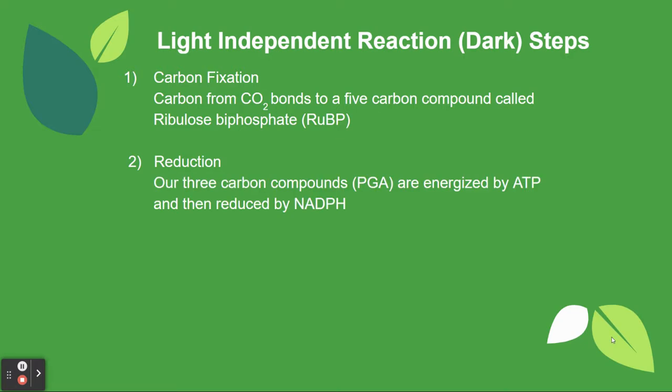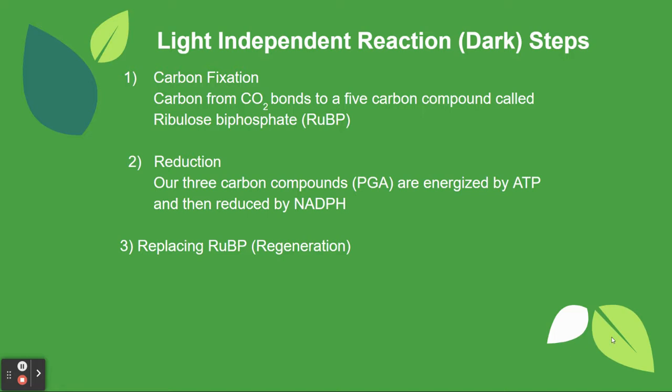So the second part to the dark reaction is called the reduction phase. So now what has to happen is this RUBP molecule is now a 6-carbon compound, okay? This 6-carbon compound, because it stole the carbon from the carbon dioxide, is very, very, very unstable. So it breaks down into 2 3-carbon compounds called PGA. Now this process is energized by the ATP that we have from the first reaction, and then it's reduced by the NADPH that we made in the first reaction.